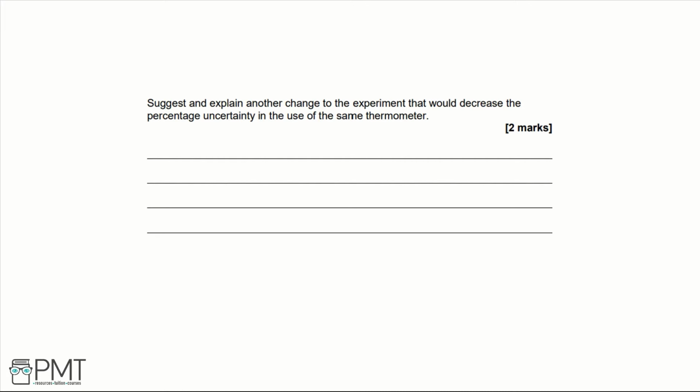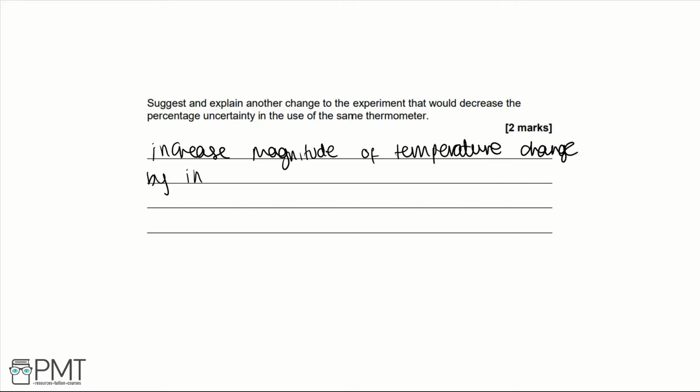Suggest and explain another change to the experiment that would decrease the percentage uncertainty in the use of the same thermometer. When you calculate percentage uncertainty, you take the uncertainty of your instrument and divide it by your temperature rise. Now, we can't do anything about the uncertainty of the instrument, but we can change the temperature rise. And if we want to decrease percentage uncertainty, we want the denominator of this fraction to be bigger, so that means we need a bigger temperature change or temperature rise.